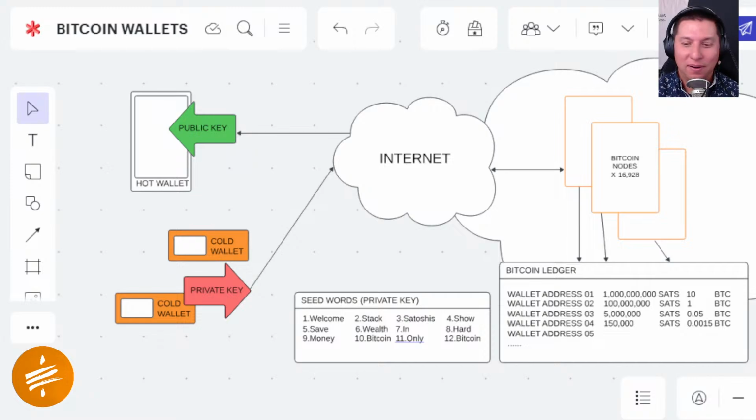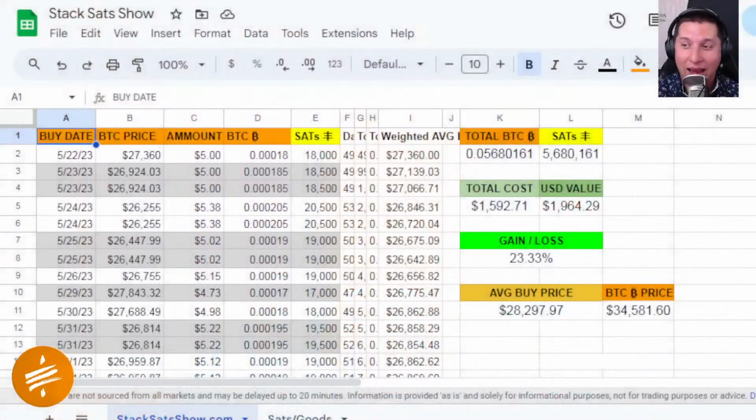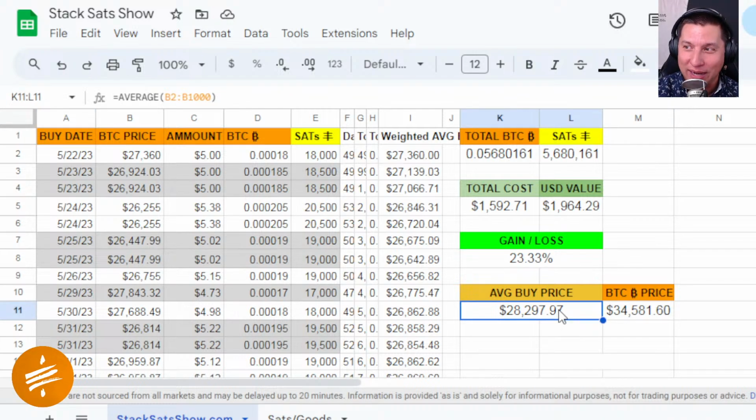Now it's time for the stack recap. This is where we go over our position for the show. Here on the show, we don't just talk about buying Bitcoin and stacking sats. We stack sats every weekday, Monday through Friday, 12:15 Pacific Standard Time, 3:15 Eastern. We buy sats under the following conditions. When the price of Bitcoin is below our average buy price, we buy a double stack, which is $10. If the price of Bitcoin is above our average buy price, we just buy $10.